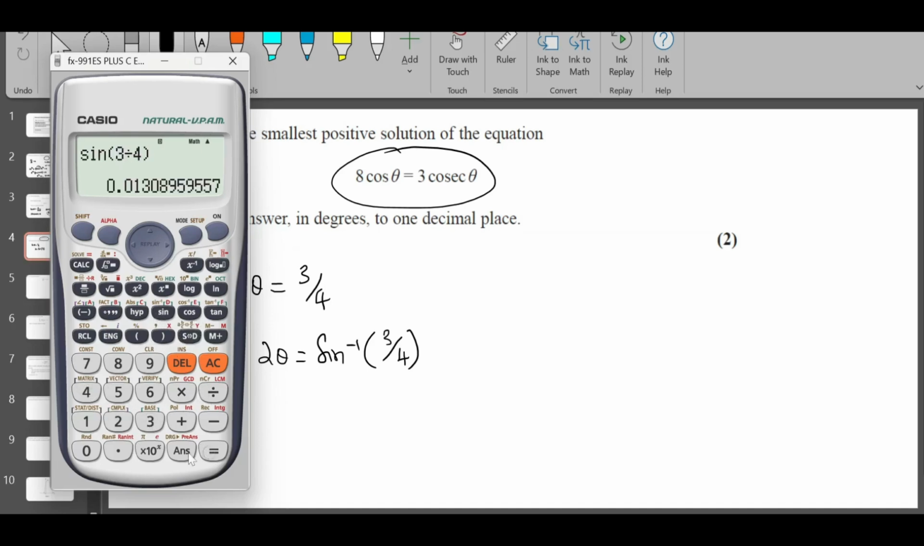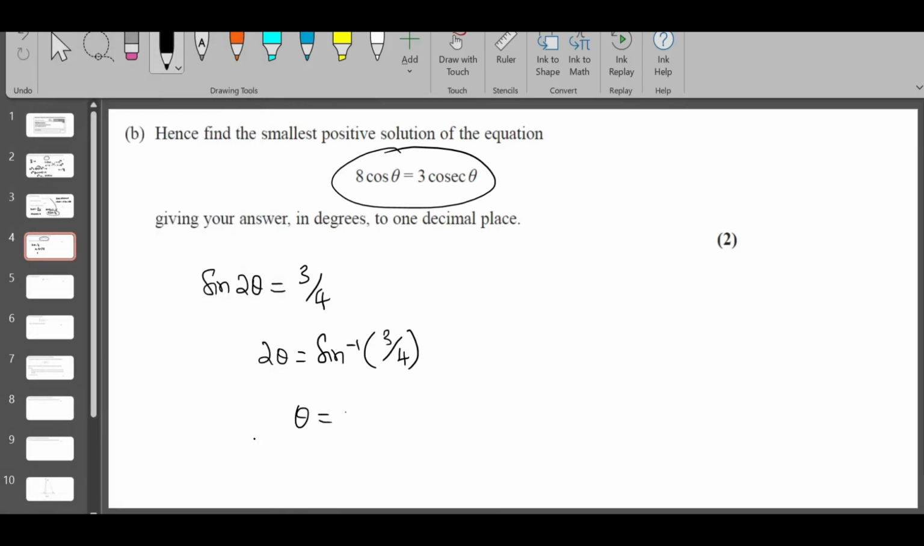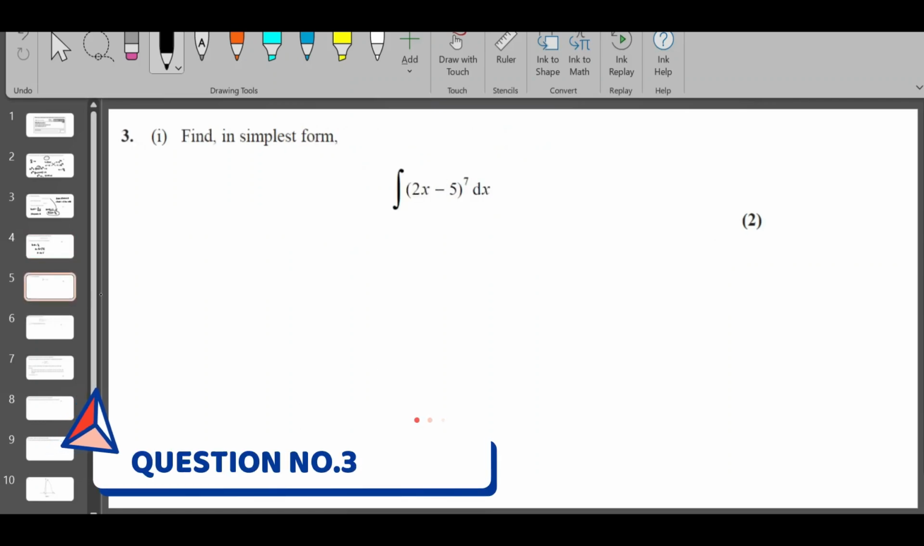Sine inverse of 3 over 4, so it should be sine inverse, not sine, and divide by 2. So you'll get theta is, they want the answer to one decimal place, 24.3 degrees. That's all. Let's look at question number 3 now.